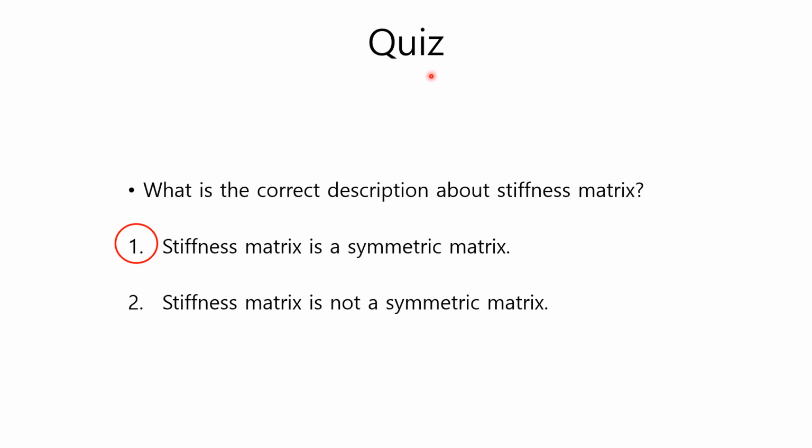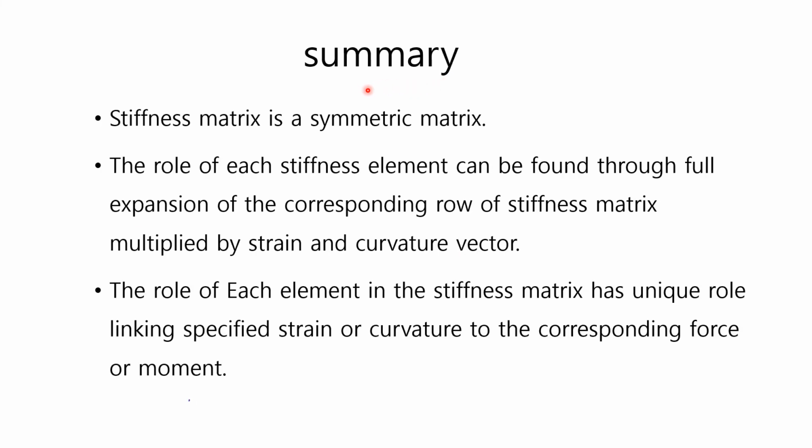The answer to the quiz is number 1. Stiffness matrix is a symmetric matrix. Here we have a summary. Stiffness matrix is a symmetric matrix. The role of each stiffness element can be found through full expansion of the corresponding row of stiffness matrix multiplied by strain and curvature vector. Each element in the stiffness matrix has a unique role, linking specified strain or curvature to the corresponding force or moment.